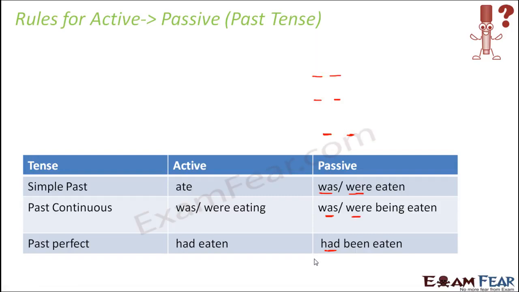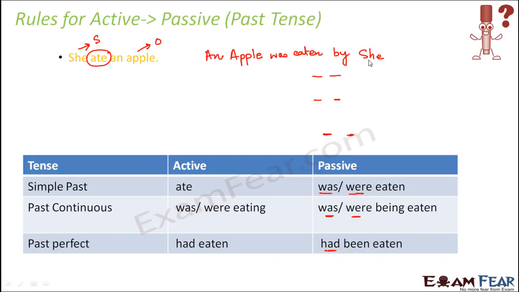Right? Now let us look at some examples. Let us take an example of a simple past tense, like she ate an apple. So here, what is the subject? She. What is the object? Apple. So first of all, we will interchange the subject and the object. That is, apple would be here and she would be at the end. Right? So an apple ate. Ate will change to was eaten. So an apple was eaten by she? No, by her. An apple was eaten by her.